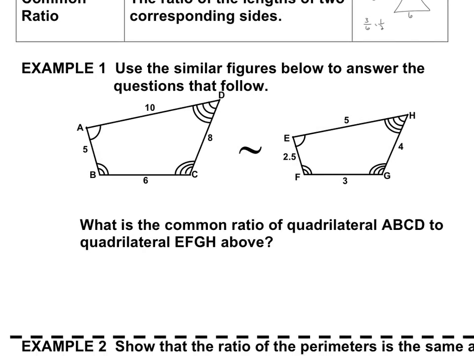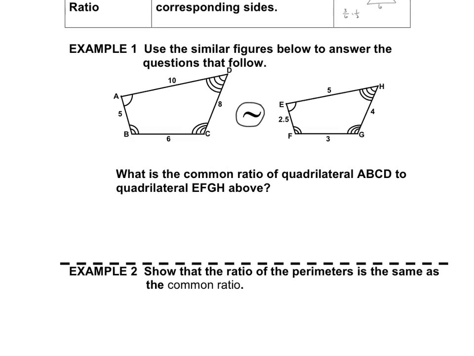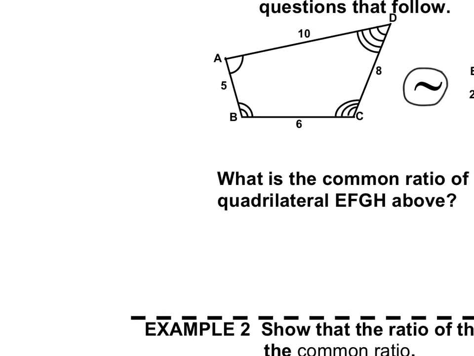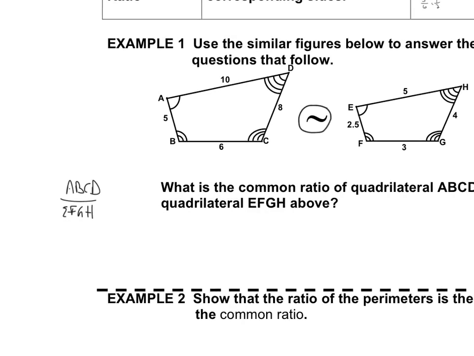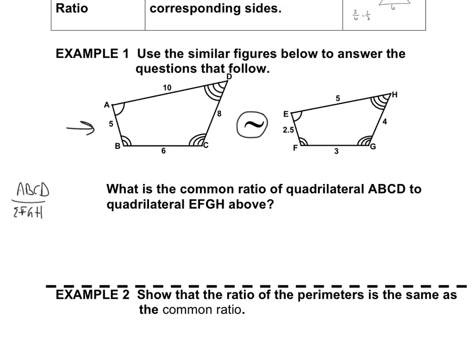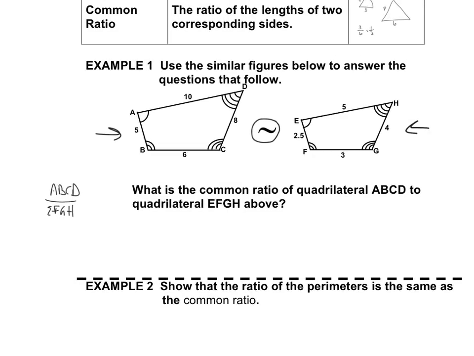So we're going to start off by looking at these two quadrilaterals. It says use the similar figures below, so we know they are similar, which means all the corresponding sides are proportional, and we're going to answer the following questions. It says, what is the common ratio of quadrilateral ABCD to quadrilateral EFGH? Now, this has to be in order, so we're going to take our ABCD and put it over our EFGH. We're going to have to set up several sides. So basically I'm going to put the bigger quadrilateral's sides over the smaller one. We could do it the other way, but this one tells us to do it this way.